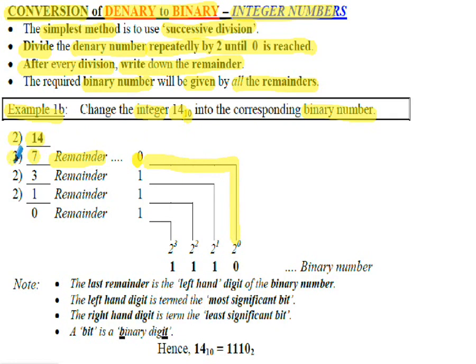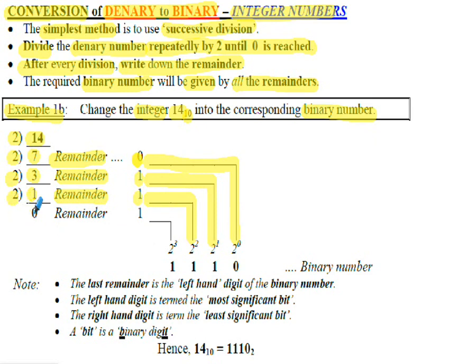How many times does 2 divide into 7? It goes 3 times completely. 2 times 3 is 6, and the remainder in this case then is 1. We write the 1 under the column heading of 2 to the 1. We continue the process. How many times does 2 divide into 3? It goes once completely with a remainder of 1. We write the 1 under the column heading of 2 to the 2. Continue the process of division.